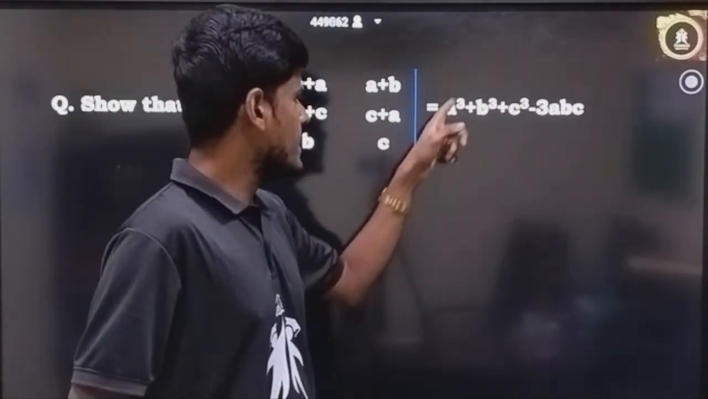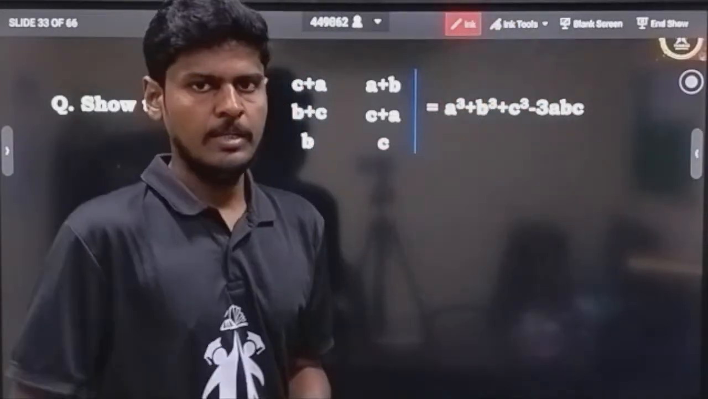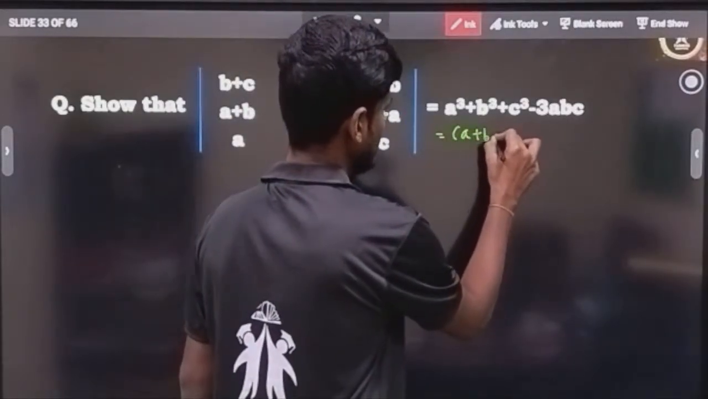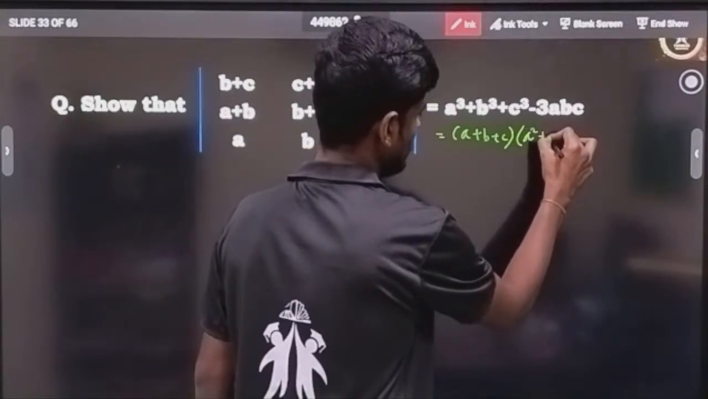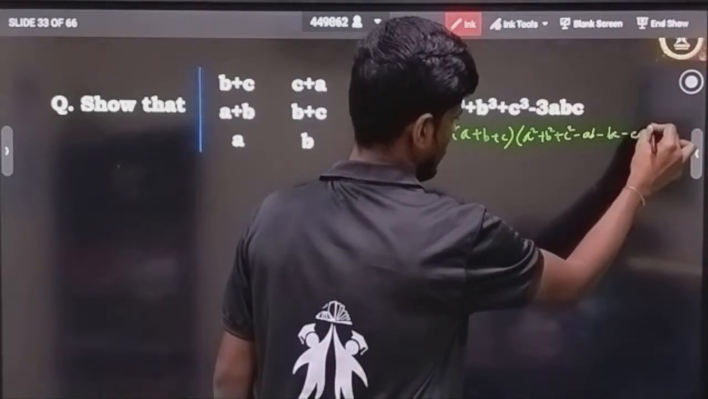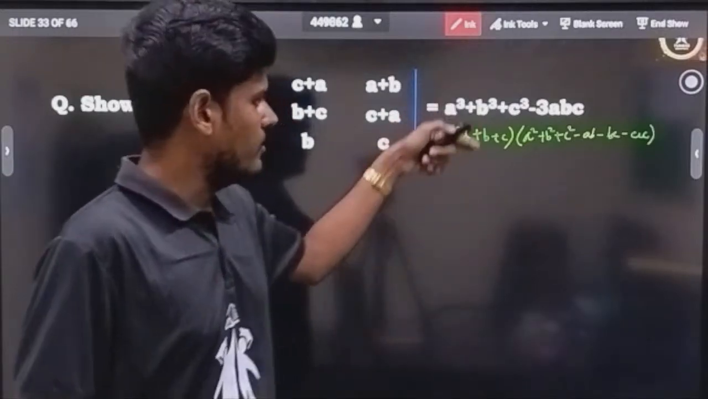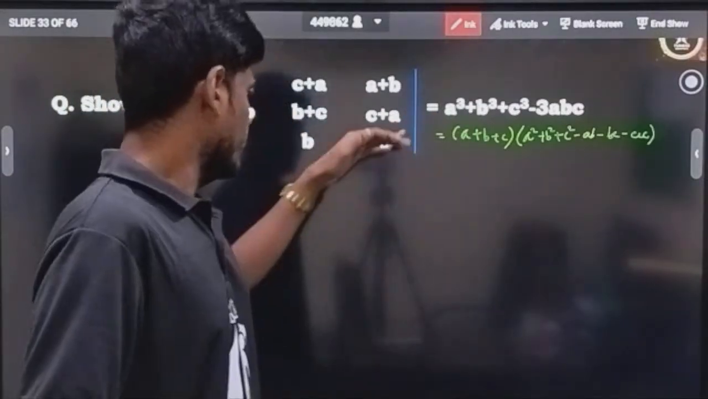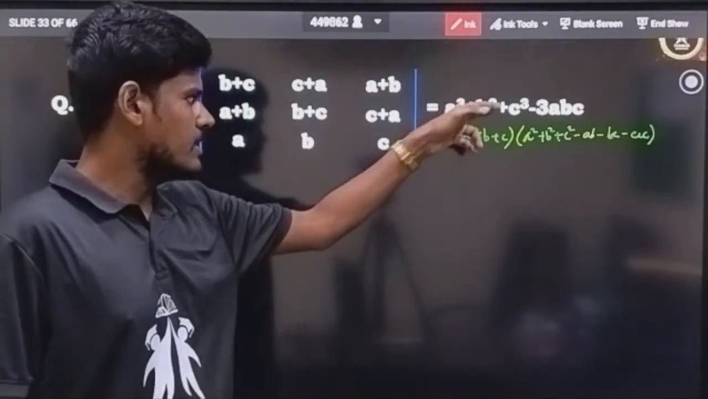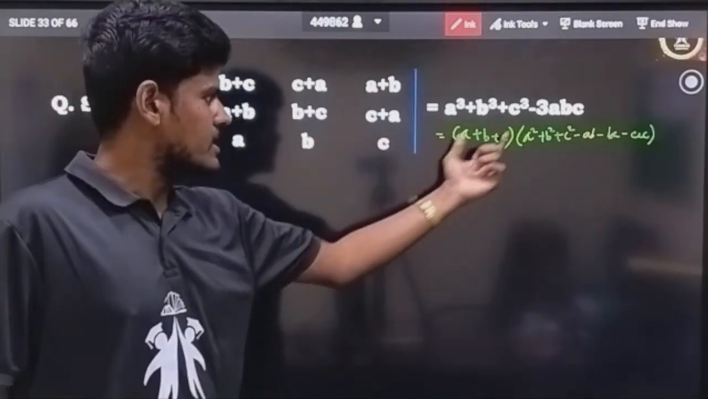This right hand side is actually a cube plus b cube plus c cube minus 3abc. And what is this formula? It is a standard formula. This is equal to a plus b plus c into a square plus b square plus c square minus ab minus bc minus ca. When we multiply these two terms, we will get this. This is a formula for three terms. Basic algebraic formula. Now while expansion, if we try to get this term, then its determinant value will be equal to this.